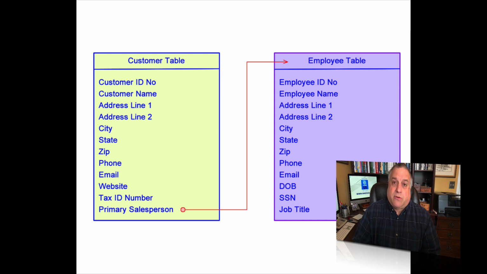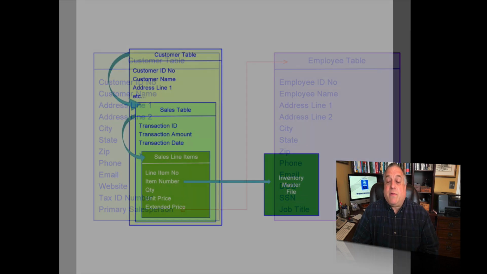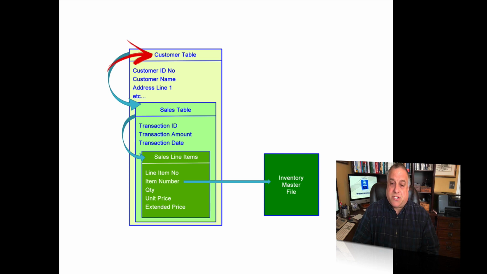Now, it is possible, and in fact quite common, for these two types of relationships to exist at the same time. Here we see our original stack: customers, a sales table that records the items and the transactions sold to those customers, and a line items table that details out each individual item sold on each individual invoice in the sales table. But then we see this field here, the item number field in the sales line item table.